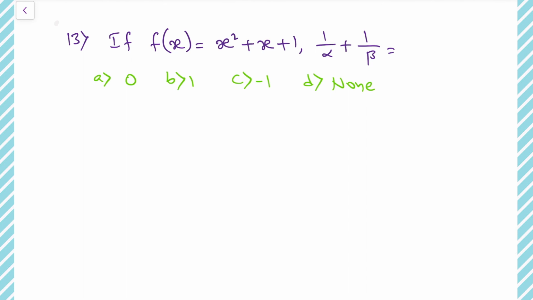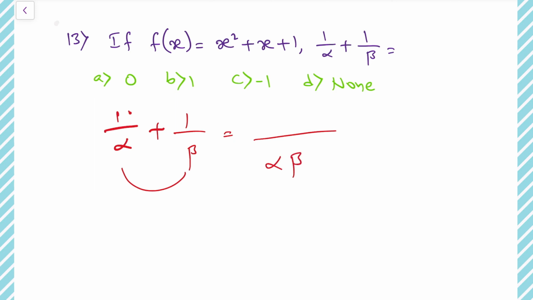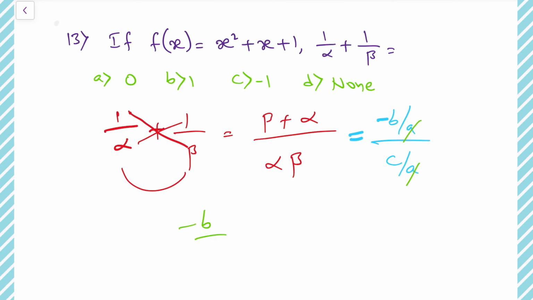If f of x is equal to x square plus x plus 1, then what is the value of 1 by alpha plus 1 by beta? If we observe this 1 by alpha plus 1 by beta, here the denominators are different, right? So multiply the denominators, alpha into beta, alpha beta, then go with cross multiplication: 1 into beta, beta, plus alpha into 1, alpha. Alpha plus beta, beta plus alpha both are same. So alpha plus beta value is minus b by a, alpha into beta is c by a. So here a both cancel, then we remain with minus b by c.